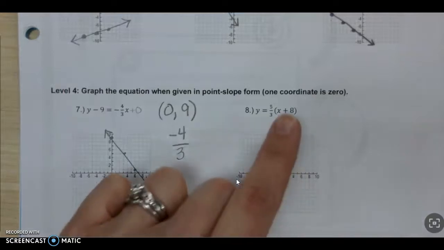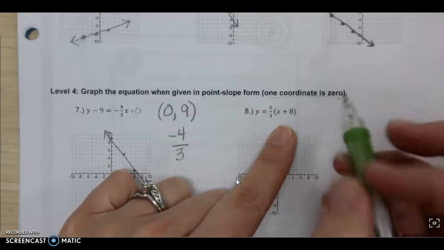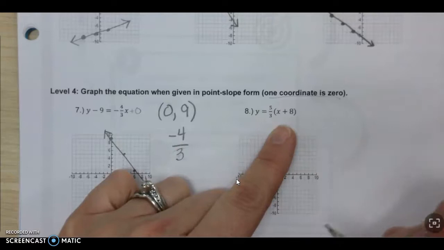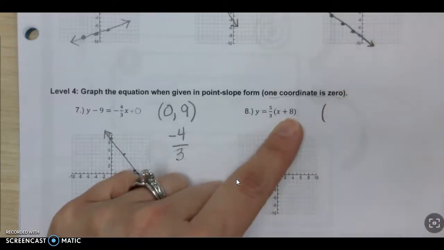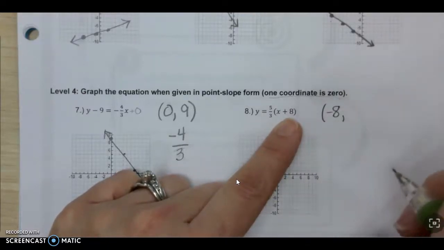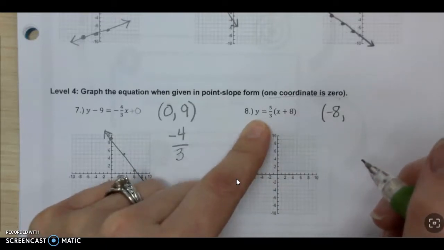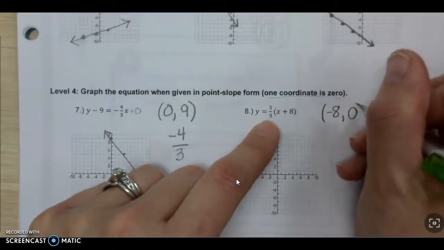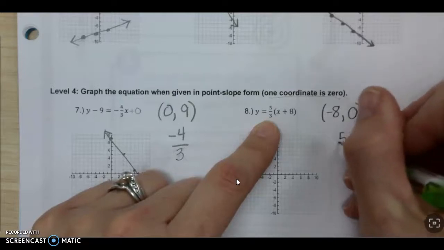Last one here. So I have, again, one of the coordinates is 0. So the first problem we did allowed you to see what it's going to look like if x is 0. This problem is just an example of what happens when y is 0, or what it looks like when y is 0. So my x coordinate here is negative 8. And my y coordinate is, well, there's no number there. It's missing. So if it's missing, that means that number was 0. So I don't have to put it down. And then my slope is 5 over 3.